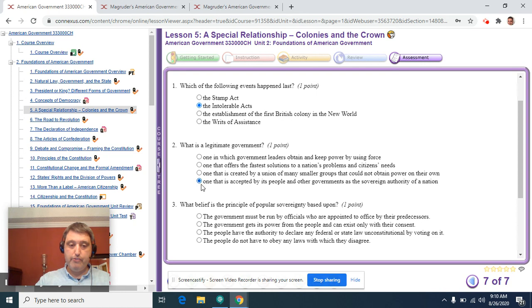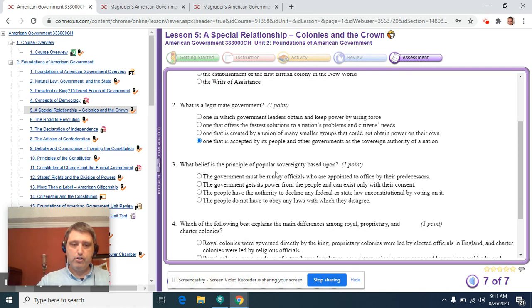Okay, this one right here is the right answer. Okay, a legitimate government is one where the people living in that territory accept that the government is in charge, accept that this is our government. Okay, that's the key word here, accept it. So that's a legitimate government.